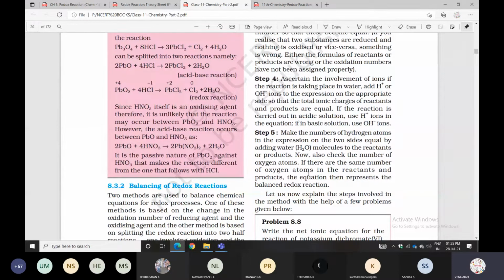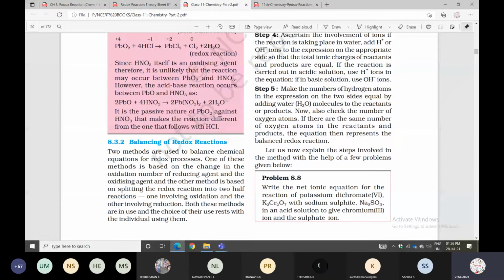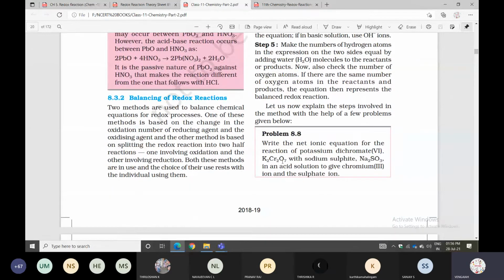Now also check the number of oxygen atoms. If there are the same number of oxygen atoms in the reactants and products, the equation then represents the balanced redox reaction. Let us now explain the steps involved in the method with the help of a few problems given below. So we'll see one example, then you can understand whatever the points are. Okay?